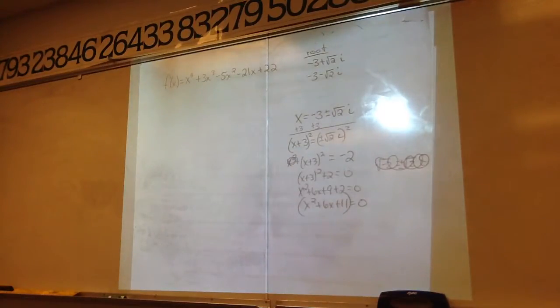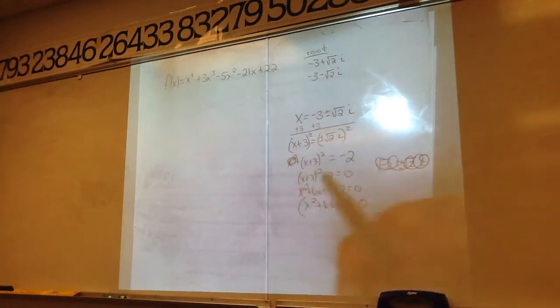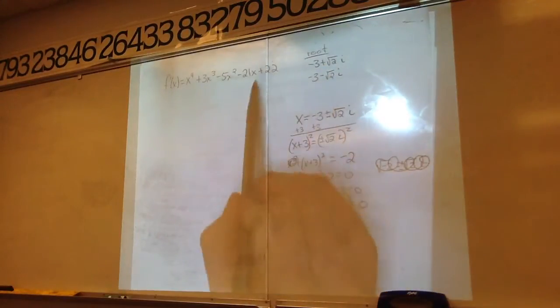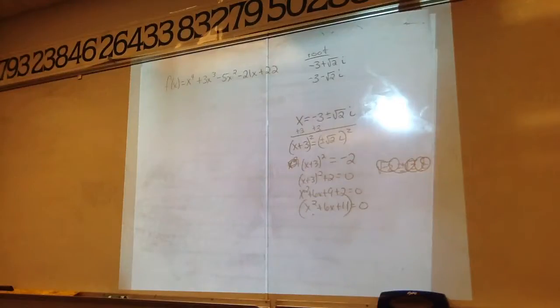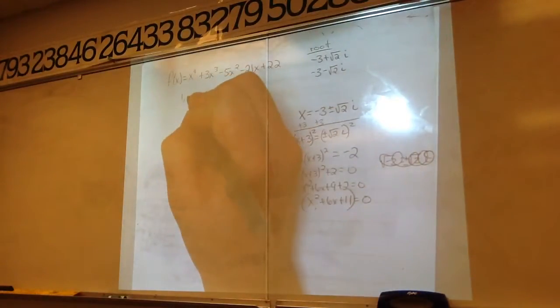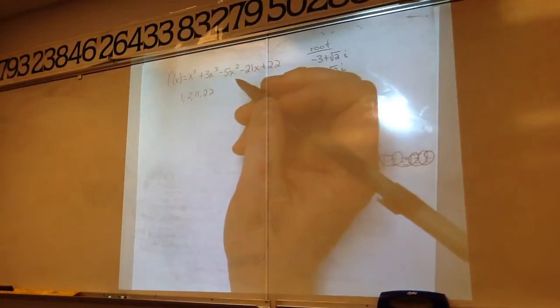Let's see if it would have been easier if we would have just tried to find the zeros on our own. What if you're just like, I don't want to do all this, I know that one, now I'm just going to find the rest on my own. On this one, it might not be bad, because 22 is only 1, 2, 11, and 22. There's no others, right?